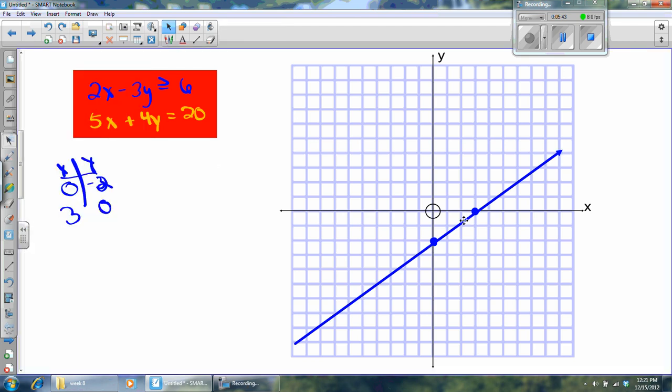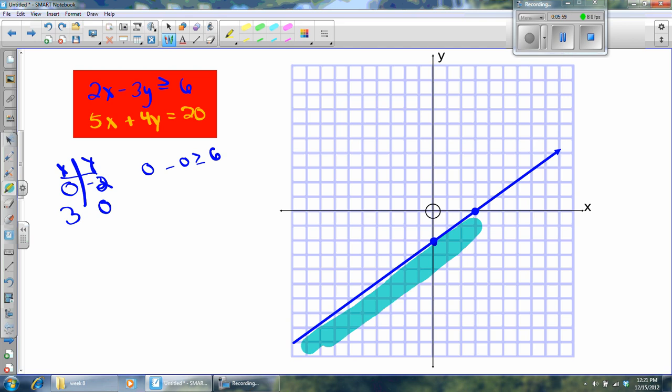There we go. Now I got to decide where to shade, right? So I'm going to test it, and I'm going to put 0. 0 minus 0 is greater than 6. It is not, so I will shade the other side of the line. I'm going to shade down here.